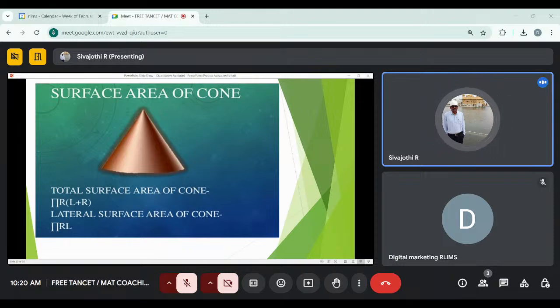Surface area of a cone. The total surface area of a cone is pi r into (L plus r). Then the lateral surface area of a cone.